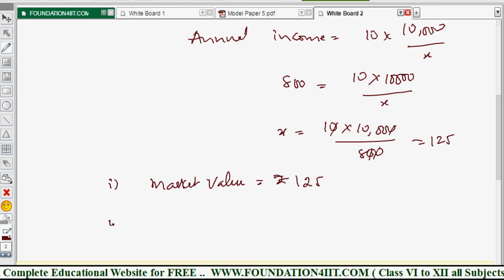And the number of shares. In the second question, you need to find out the number of shares. That is 10,000 by X, right? So 10,000 by 125. 10,000 by 125 is 80.